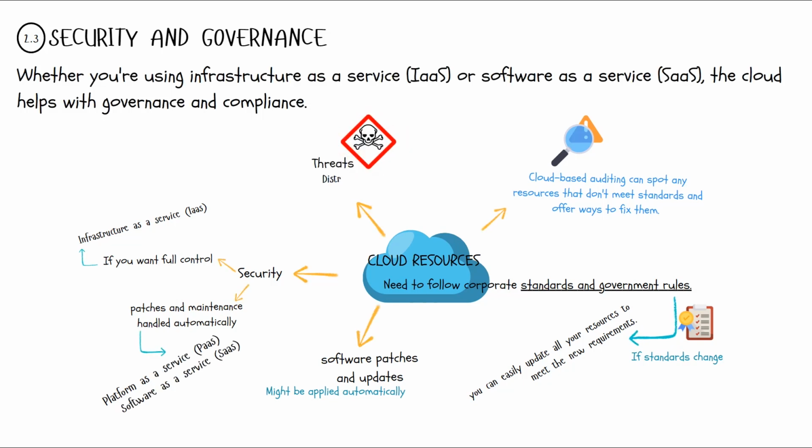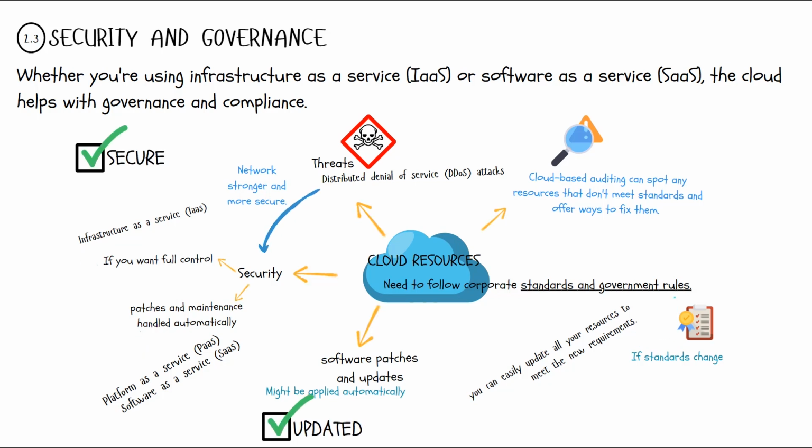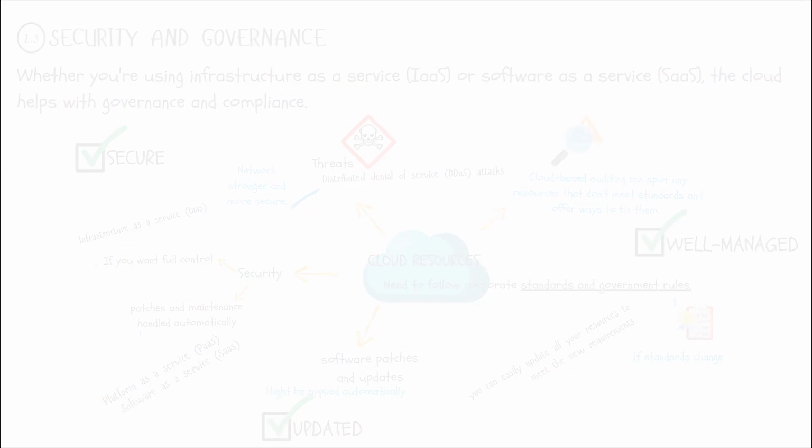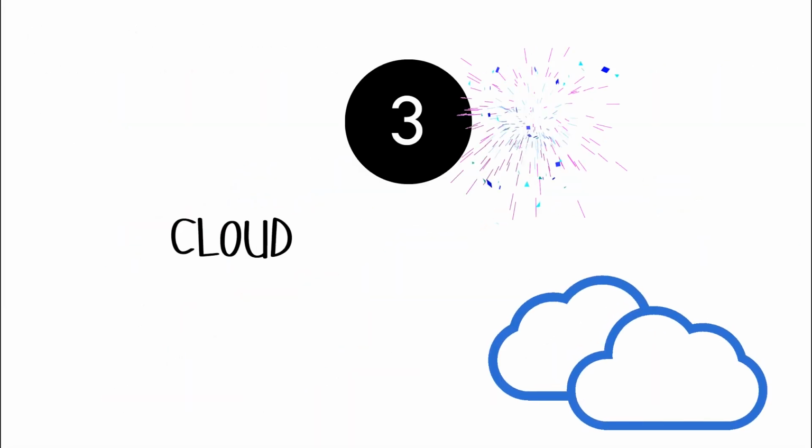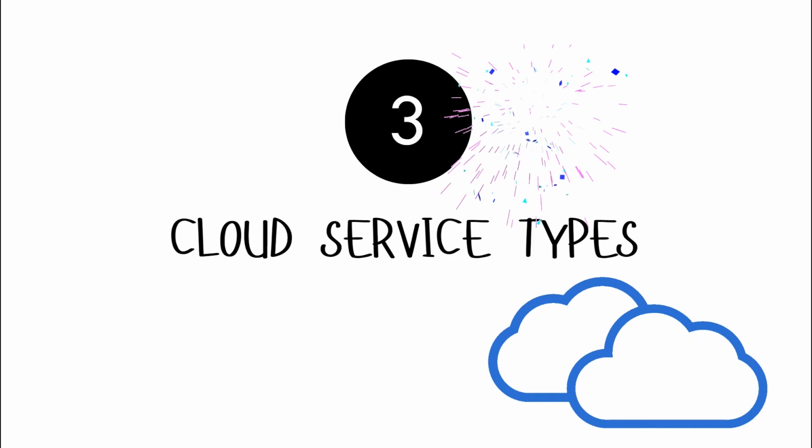Since the cloud delivers IT resources over the internet, cloud providers are usually well equipped to handle threats like DDoS attacks, making your network stronger and more secure. By setting up good governance practices early on, you can keep your cloud environment updated, secure, and well managed. Let's join Module 3 to discuss cloud service types.